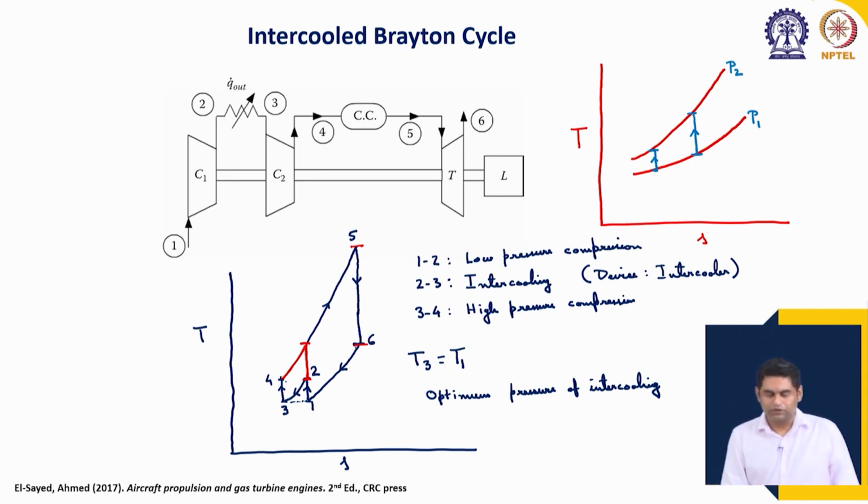Okay. So, how does this arrangement of the different components look? If I compare this component diagram, which I have taken from the book by L. Syed Ahmed, with this TS diagram: from 1 to 2 is the low pressure compression process, then 2 to 3 is the intercooling or the heat exchange in the intercooler. Here the heat is removed to an external source.